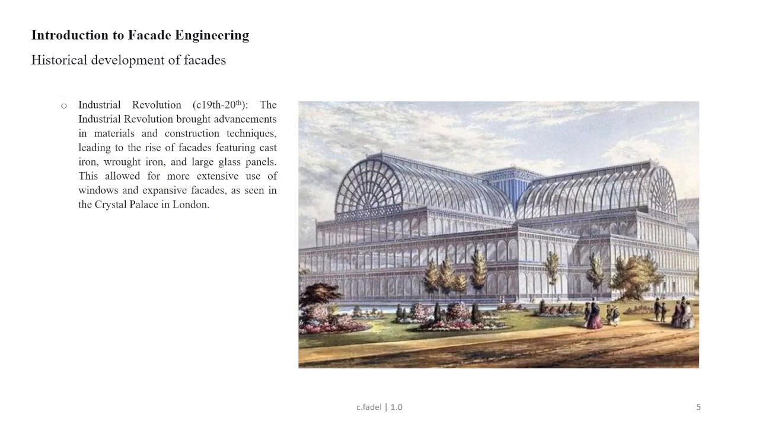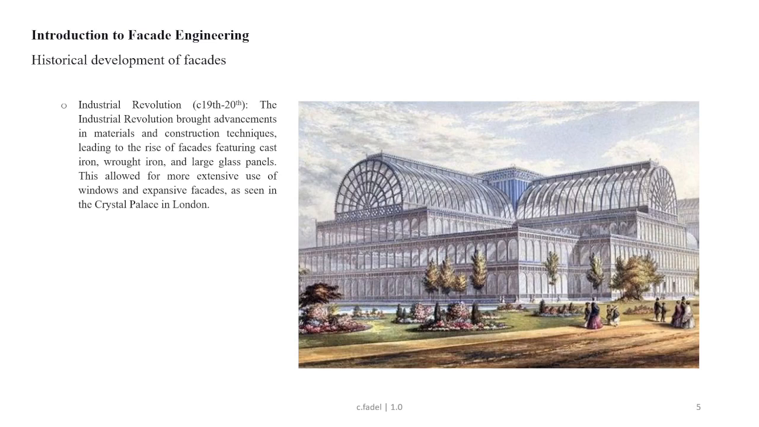So after this event, the historical development of facade also takes place during the Industrial Revolution, which happened from the 19th century to the 20th century. The Industrial Revolution brought advancement in materials and construction techniques, leading to the rise of facades featuring cast iron, wrought iron, and large glass panels. This allowed for more extensive use of windows and expansive facades, as seen in the Crystal Palace in London.